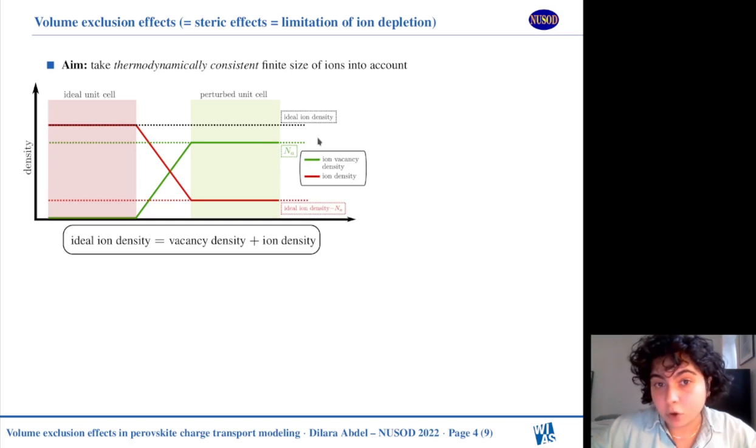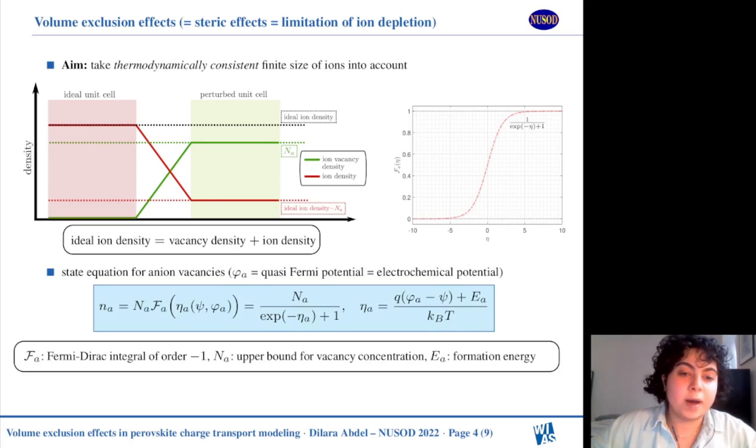This effect can be incorporated into the model by assuming a statistical relation for the charge carrier density with the Fermi-Dirac integral of order -1 as the statistics function. This function is bounded by 0 and 1, and hence the vacancy density is bounded by 0 and the saturation constant called Na. To be consistent with semiconductor theory, we will call phi a quasi-Fermi potential instead of electrochemical potential.